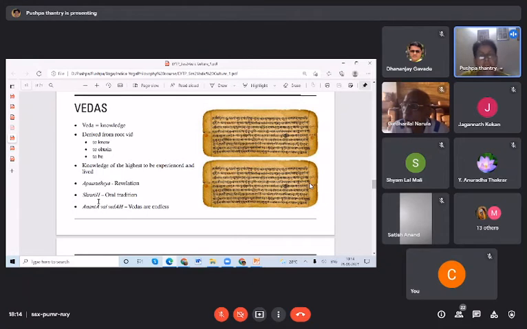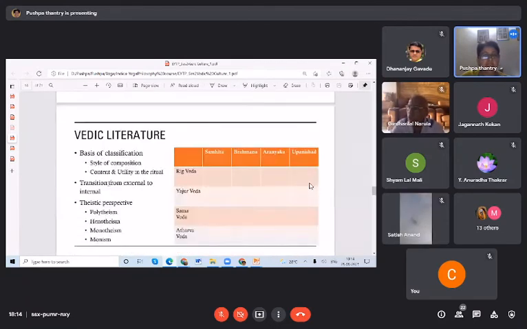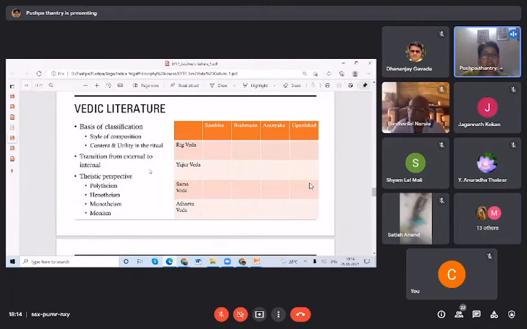Definitely some question will come, both for L1 and L2, on the root word or what is the meaning, and is it Apaurusheya or what is Apaurusheya, and Shruti and Smriti also; something like that will come. Okay. And this is again a classification.